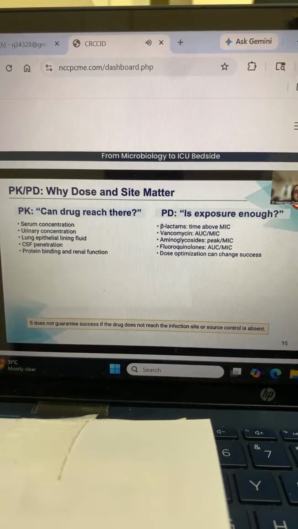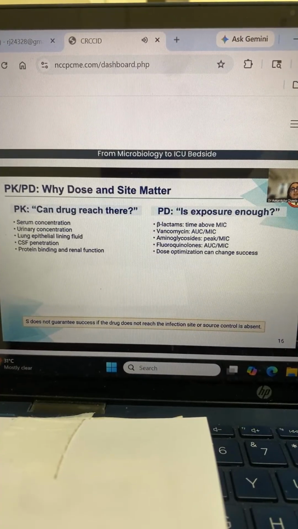Now, why does dose and site matter? So there is something known as pharmacokinetics and pharmacodynamics. Pharmacokinetics is the serum concentration, the urinary concentration of the drug, whether it reaches your lung epithelial lining fluid, whether it has some CSF penetration, how much drug is protein bound, how does the renal function affect. And pharmacodynamics is, for example, for beta lactams, it's the time above the MIC. Vancomycin, fluoroquinolones is the AUC by MIC. Aminoglycosides, it's peak by the MIC. So dose optimization can change success. Remember, S does not guarantee success if the drug does not reach the infection site or the source control is absent.